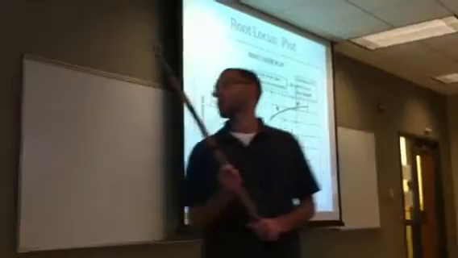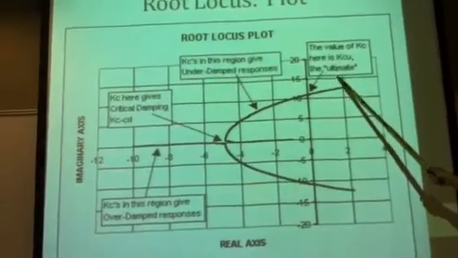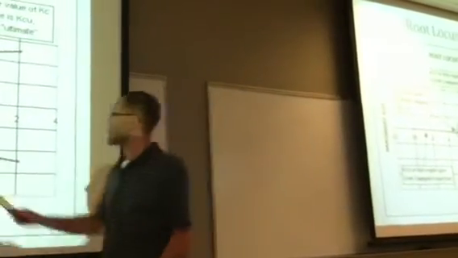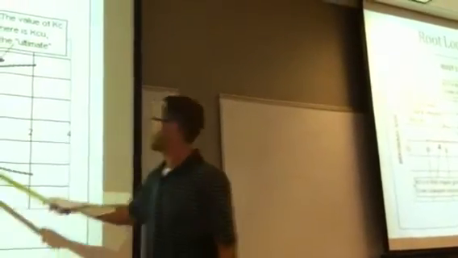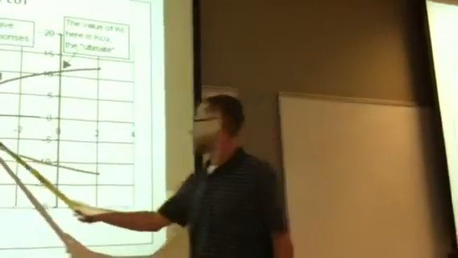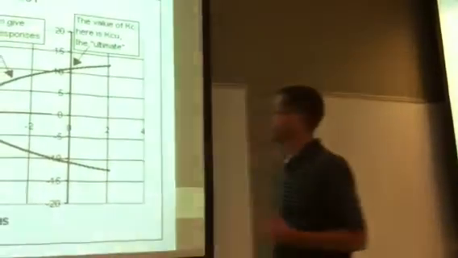So this is a kind of a generic root locus plot. This is the KCU, or the ultimate Kc. Kc at the ultimate KCU. This is Kc at critical damping. Everything in this range of the plot is underdamped, and everything past the critical damping is overdamped responses.